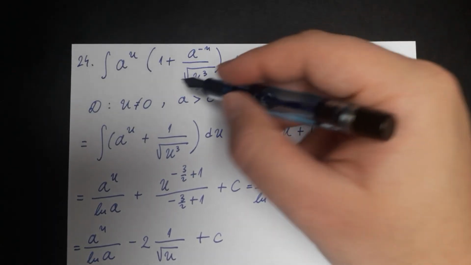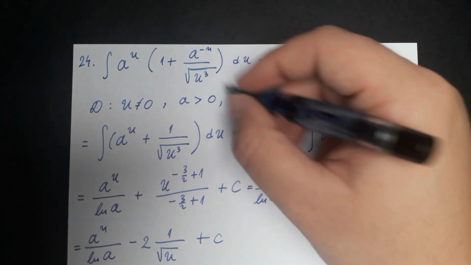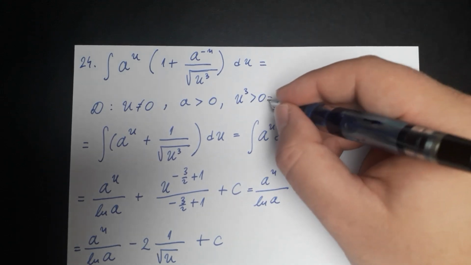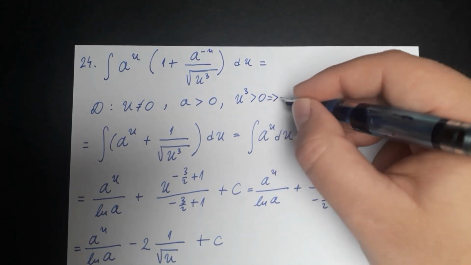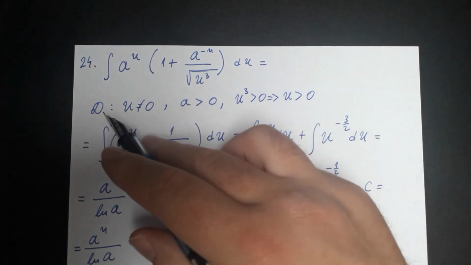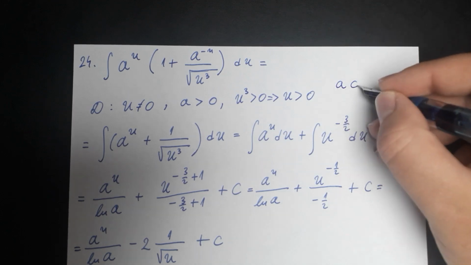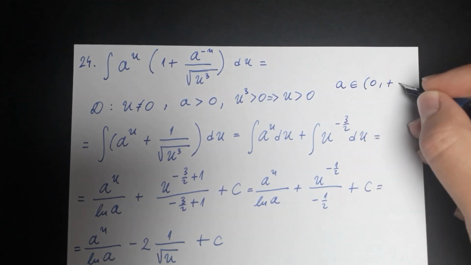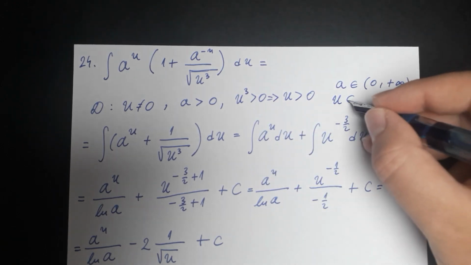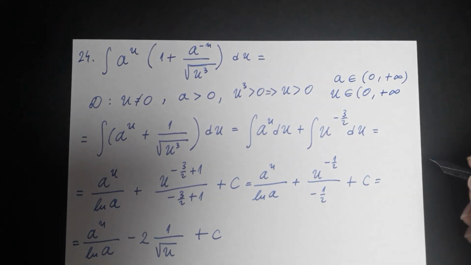Now under the square root right here we have u cubed, and that also means that u cubed has to be always larger than 0, and that means that u has to be larger than 0. So the area in which this integral is defined is for all a's which are from the interval from 0 to positive infinity, and for all the u's which are from the interval from 0 to positive infinity.